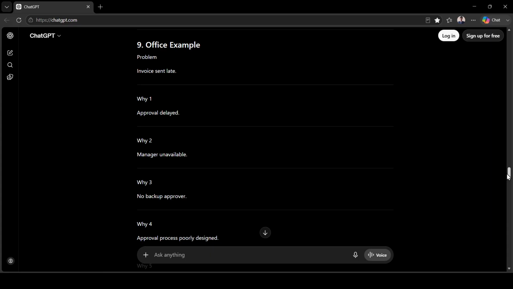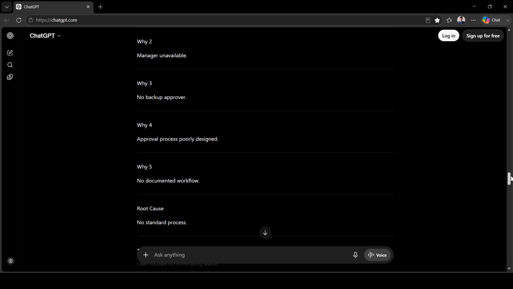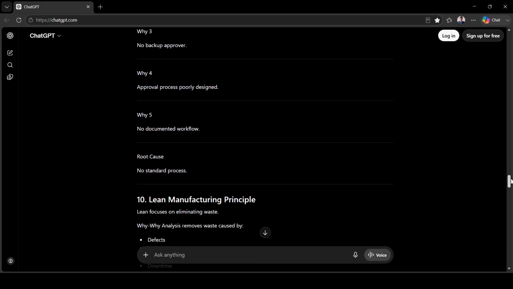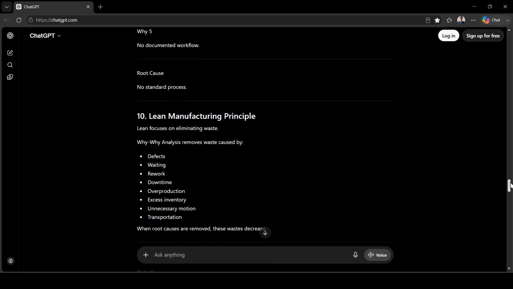Then another example. Problem: invoice sent late. First why: approval delay. Second why: manager unavailable. Third why: no backup approval. Fourth why: approval process poorly designed. Fifth why: no documented workflow. Root cause: no standard process. Then the lean manufacturing principle: lean focuses on eliminating waste.